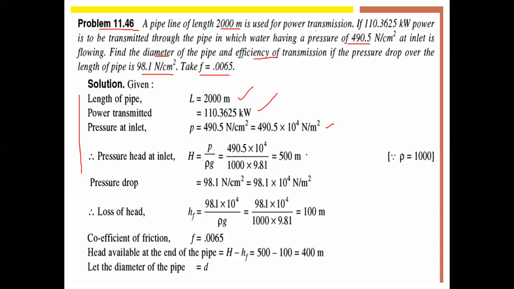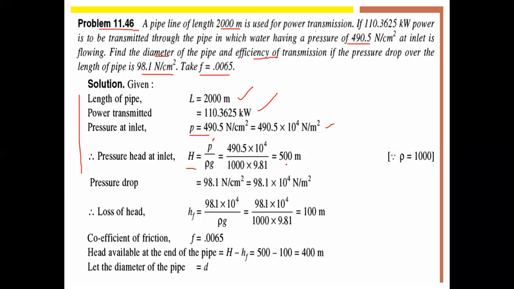Then the pressure head at inlet. Therefore, the pressure head at inlet, capital H, is equal to capital P by rho g. Capital P by rho g is the pressure energy. Since the pressure is given as input, we can take the pressure energy. Then what is P here? 490.5 into 10 to the power of 4, divided by 1000 into 9.81. That is equal to 500 meters.